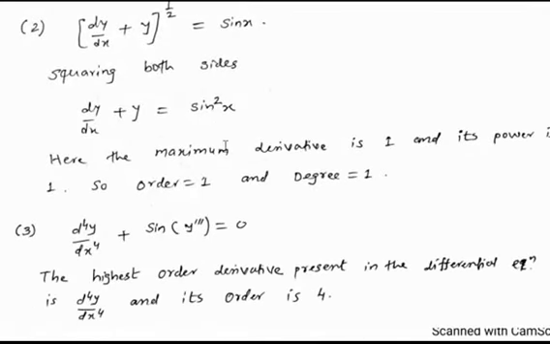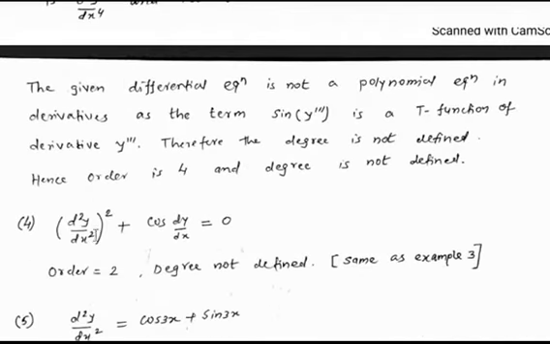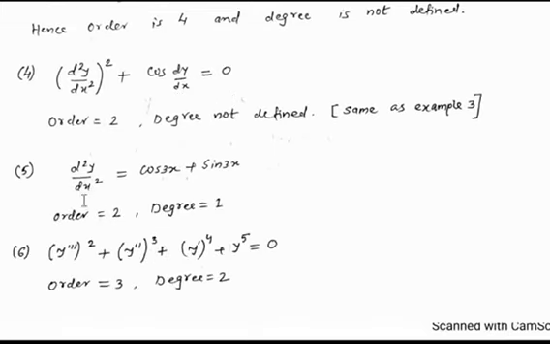Now problem number 4, (d square y by dx square) the whole raised to 2 plus cosine of dy by dx is 0. Here the maximum derivative is 2, so the order is 2, and this is a trigonometric function of a derivative, right? So the given equation is not a polynomial equation in derivatives, so the degree is not defined. Now problem number 5, d square y by dx square equals cosine of 3x plus sine of 3x, right? Here the maximum derivative is 2, so the order is 2 and its power is 1, so the degree is 1.